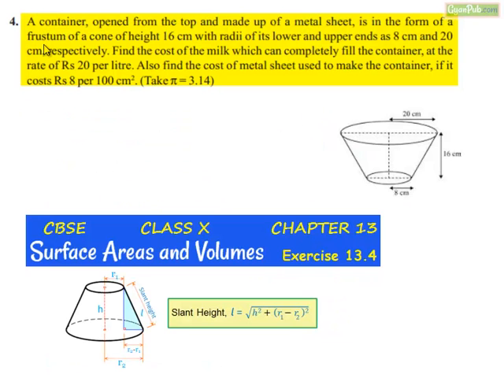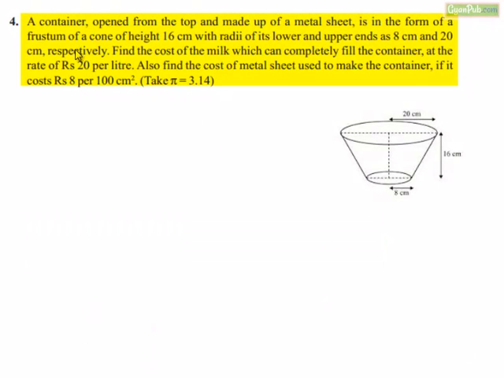Now coming to the fourth question. A container opened from top and made up of metal sheet is in the form of frustum of cone of height 16 cm with the radii of its lower and upper ends as 8 cm and 20 cm respectively. Find the cost of milk which can completely fill the container at the rate of Rs 20 per liter. Also find the cost of the metal sheet required to make the container if it costs Rs 8 per 100 cm square. Take pi is equal to 3.14.